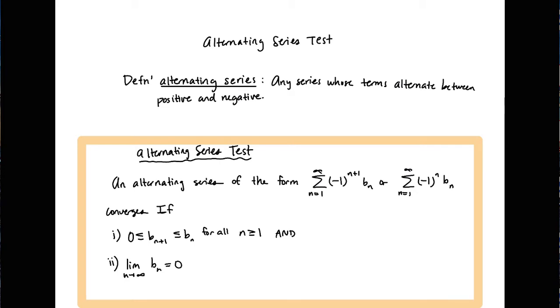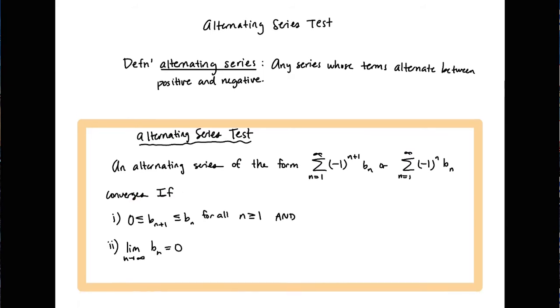Pretty much any power on the -1 that changes is going to give you an alternating series. So it could be n plus 2, n plus 5. These are just two very common examples. So the alternating series test is the test that we use to determine convergence of these alternating series. So let's say we have one of those alternating series. It will converge if both of the following conditions are met.